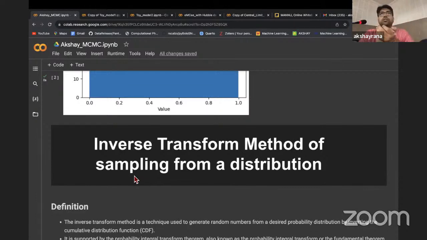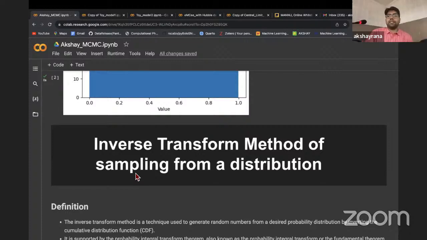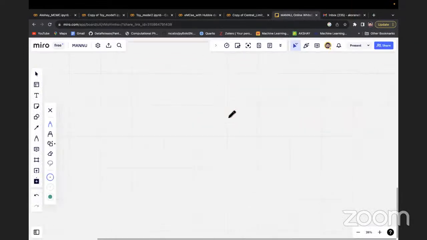It's the inverse transform method. The inverse transform method allows us to create a set of random numbers corresponding to a desired probability distribution function, given that you know how to create uniform random numbers. Am I clear on this? Let's talk about it.